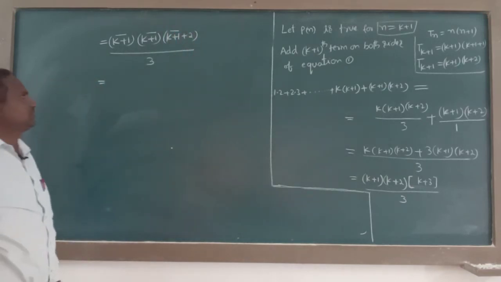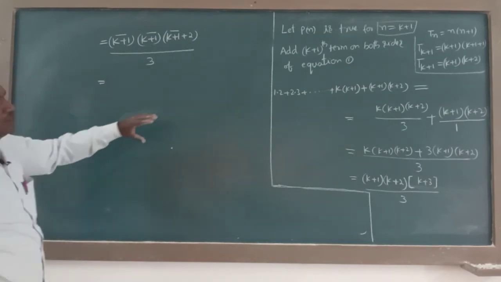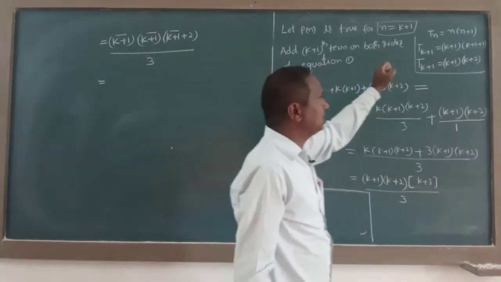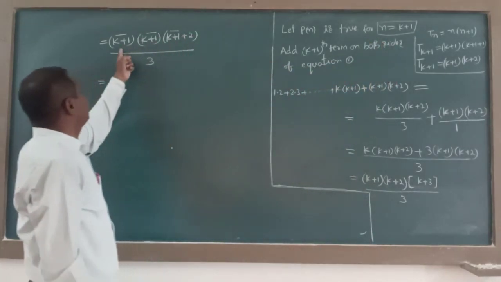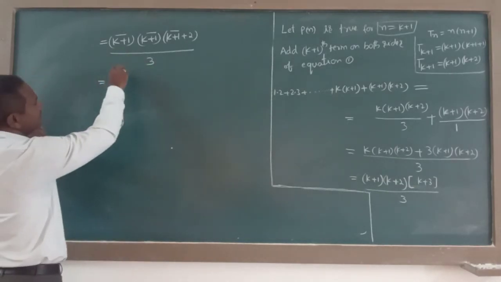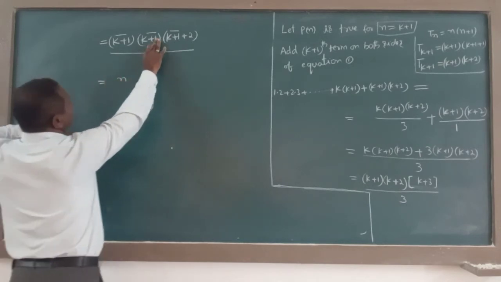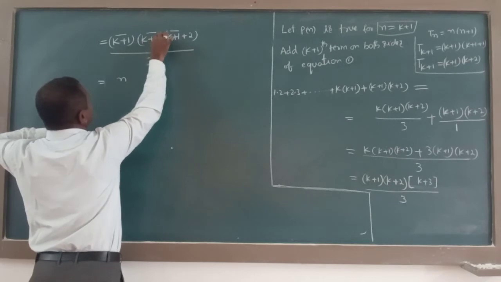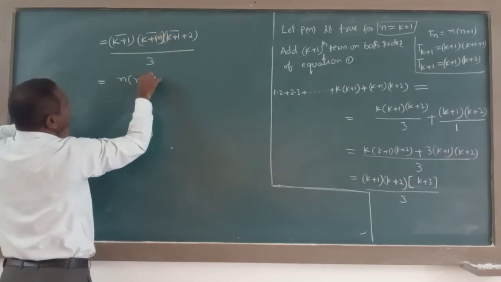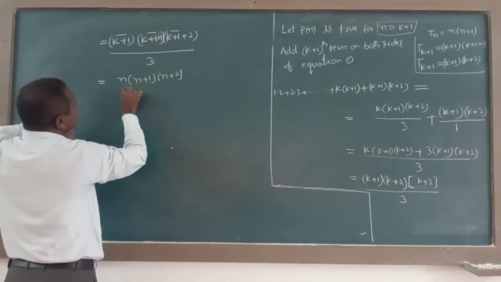This bond represents only the k plus 1 term. After giving the representation, instead of the k plus 1 bond, just put a small letter n, because before that, instead of k plus 1, we considered n only. In place of the k plus 1 bond, we are going to put n only. If you put n like that, you get n of n plus 1 into n plus 2 whole dividing by 3.